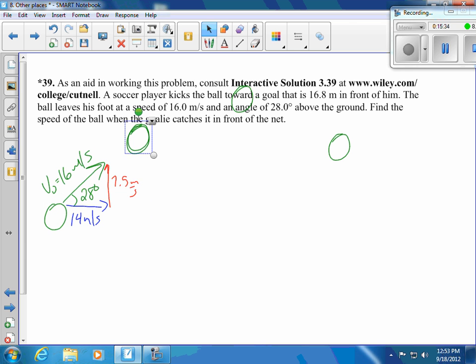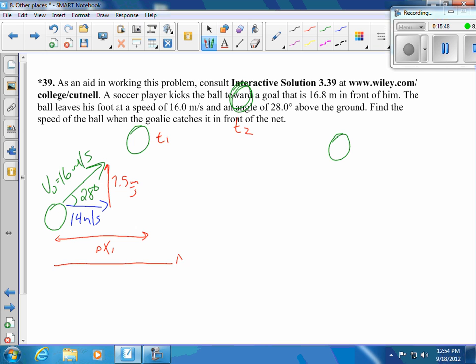It flies up. When it's here, a certain amount of time has passed. I'll call it T1, and it's gone a certain distance sideways. I'll call X1. And then when it's here, at the highest point, a certain amount of time has passed. I'll call T2. And it's gone a certain distance that I'll call delta X2. And then by the time it gets here where it gets caught by the goalie, it happens to have traveled sideways a distance of 16.8 meters. And it's going sideways at 14 meters per second. So how much time, which I could call T3 or something, is the time to get to the goalie going to be?